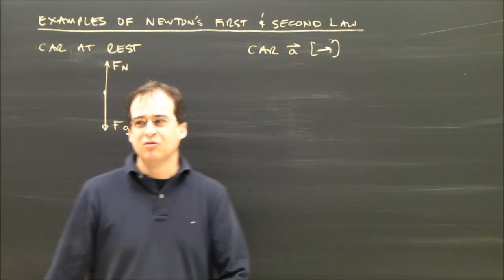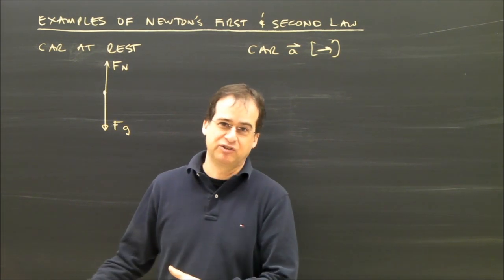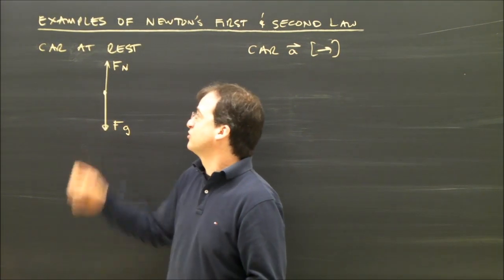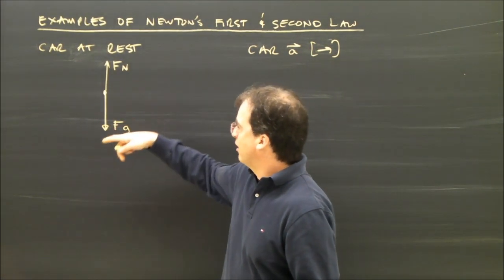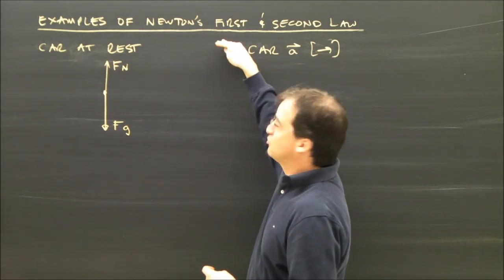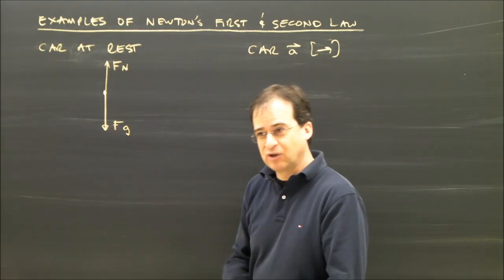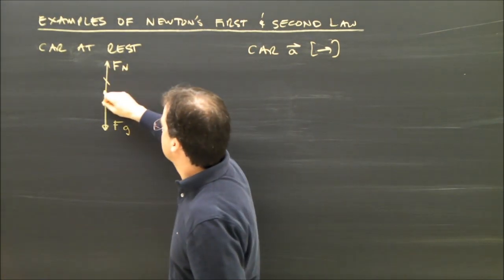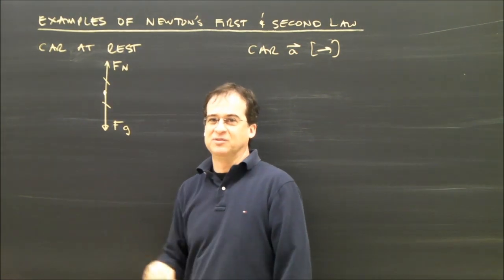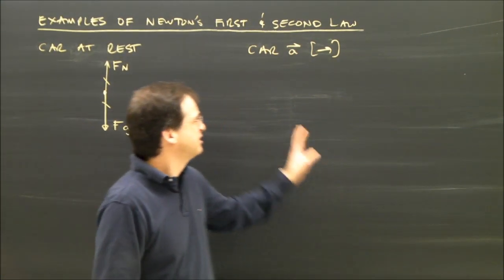Is there friction? Well, if you pull on the car a little bit, then friction would appear. But at this point, there's no friction. So at rest, Newton's first law applies. Forces are balanced. So then this must equal that. My diagram is done. Let's take a look at this one.